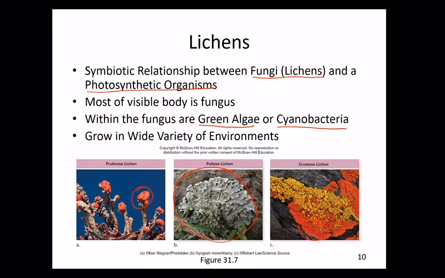So this is where the relationship comes from. The photosynthetic organism is going to photosynthesize, provide carbohydrates, an energy source for the fungus. The lichen, in its turn, is going to provide protection and moisture for the photosynthetic organism. And as we'll see in a minute, this relationship is shown in the structure of the lichen.